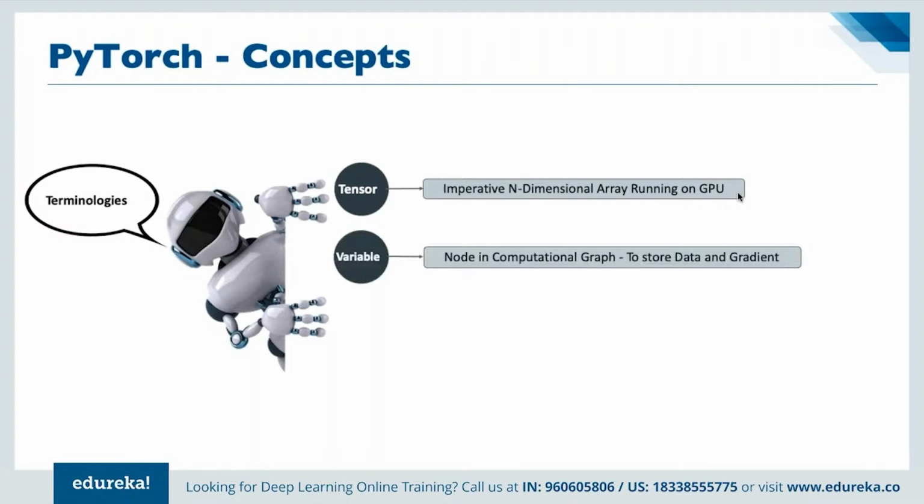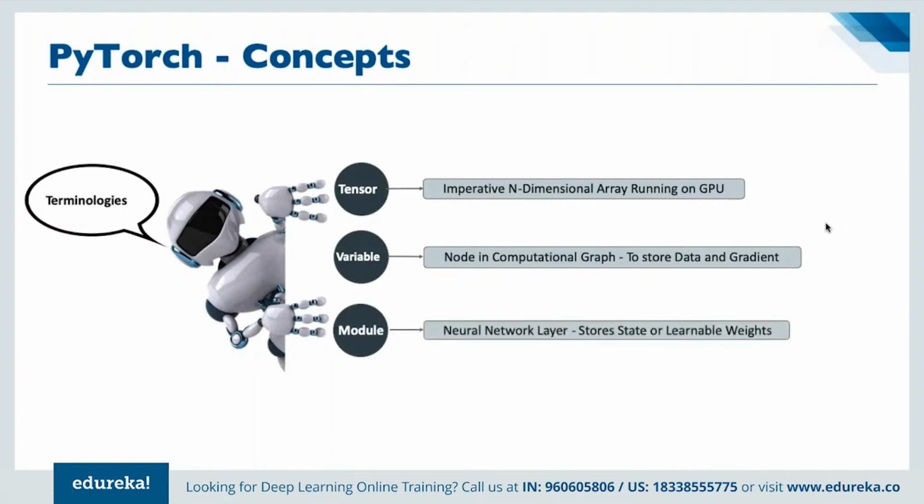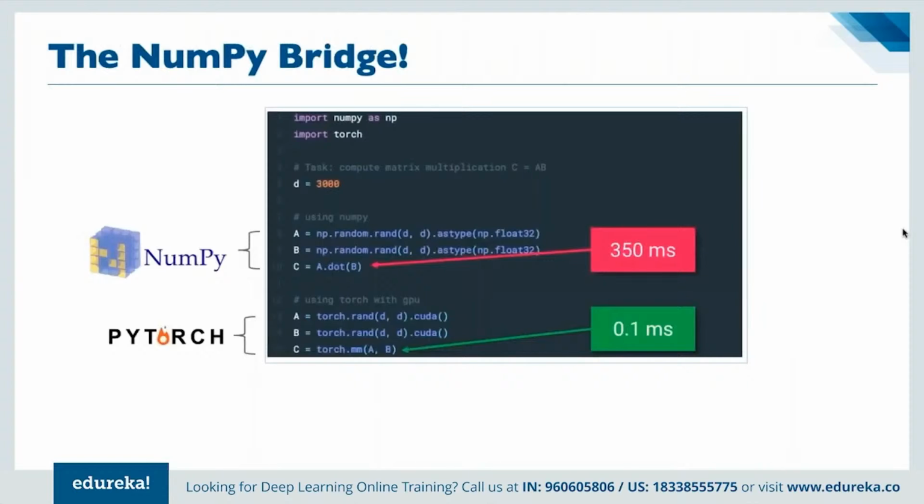Now next, we have variables. Variables act like a node in the computational graph itself, so basically they are used for storing all the data and the gradient available, right? And then we have the concept of modules. Modules are used for storing state and learnable weights altogether, right? So that's what we had discussed here.